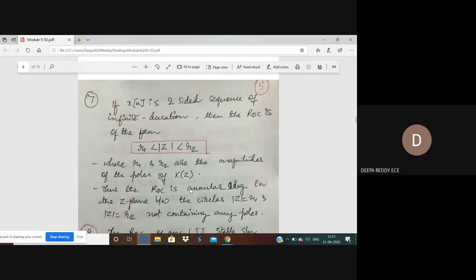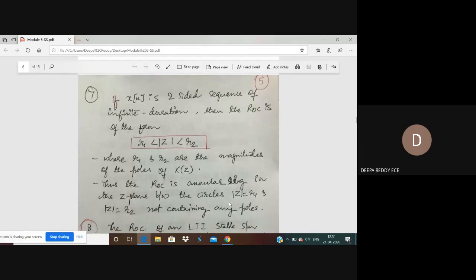Thus the ROC is an annular ring. You will find an annular ring, meaning one circle, and on top of it one more circle, and within those two circles we will shade it. It's an annular ring in the Z plane between the circles mod Z is equal to R1 and mod Z is equal to R2, not containing any poles. Why not containing any poles? Because I have told you ROC should not contain any poles. The important property for convergence is that ROC should not contain any poles. This has to be taken care of.